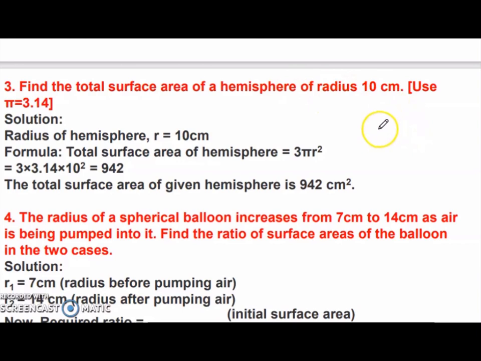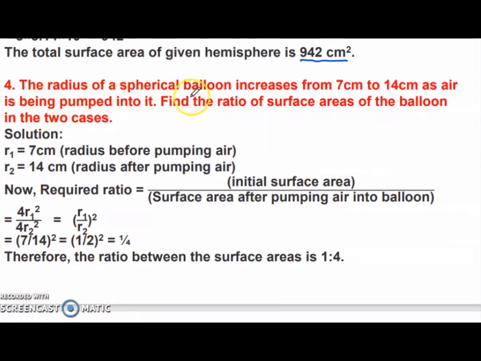So hemisphere, already I have given you the formula. So this is how the hemisphere looks like. So total surface area means you have to include this flat surface also. So it will be 2 pi r square plus pi r square, that is 3 pi r square. This is the total surface area of hemisphere. So radius is given 10 centimeter. Pi value you have to take 3.14. So substituting in the formula, we will get 3 into 3.14 into 10 into 10. So that is 942 centimeter square. This will be the answer.